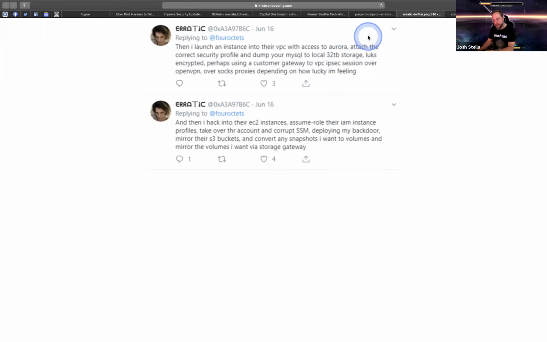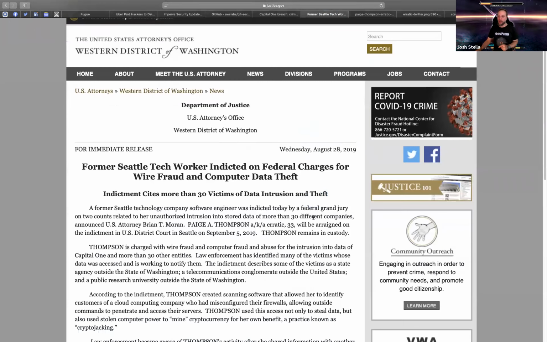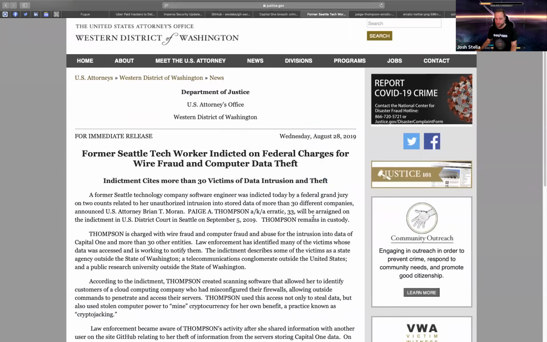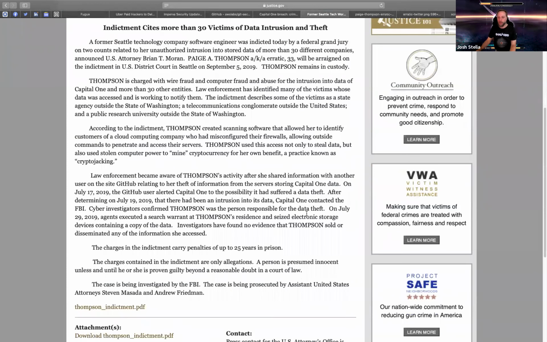We know more about the Capital One breach though. So this is about the data theft, but let's look at the press release from the Western District of Washington from the United States Attorney's Office. Here we get a little more, okay?